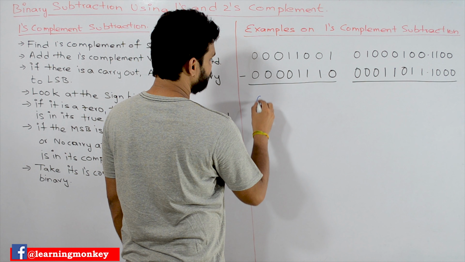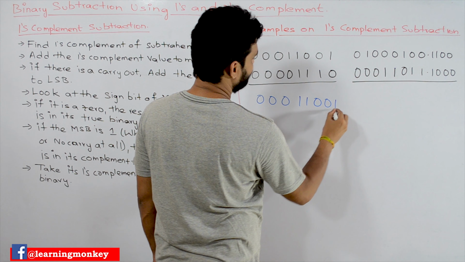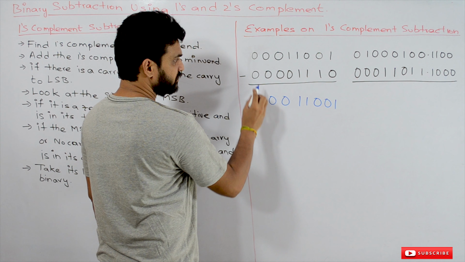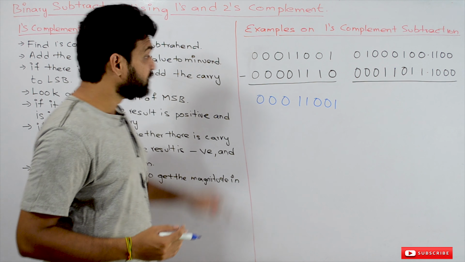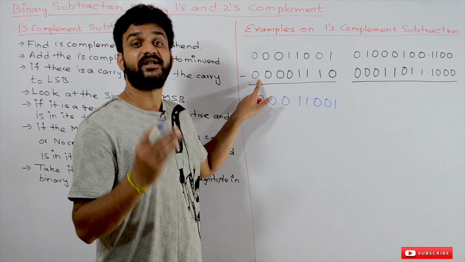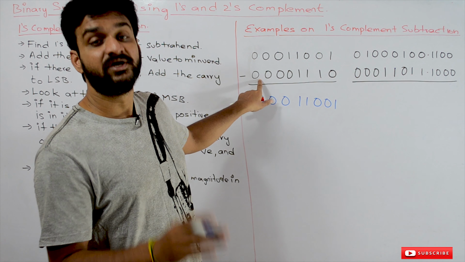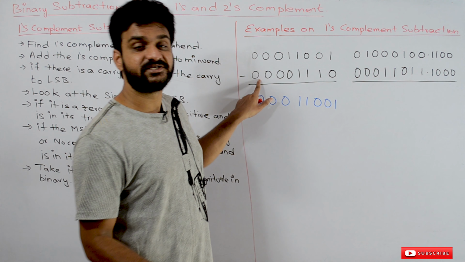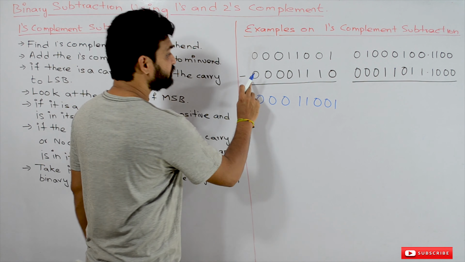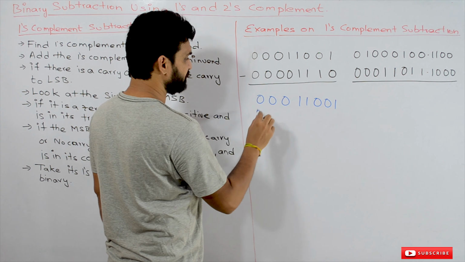So first take the minuend 0 0 0 1 1 0 0 1. Now we have to take the ones complement of this number, because it is a negative number. How are negative numbers represented? Negative numbers are represented either by ones complement or by twos complement. Because we are doing ones complement subtraction, here the negative numbers are represented using ones complement. What is the ones complement of this number? The shortest method is to just complement every bit.